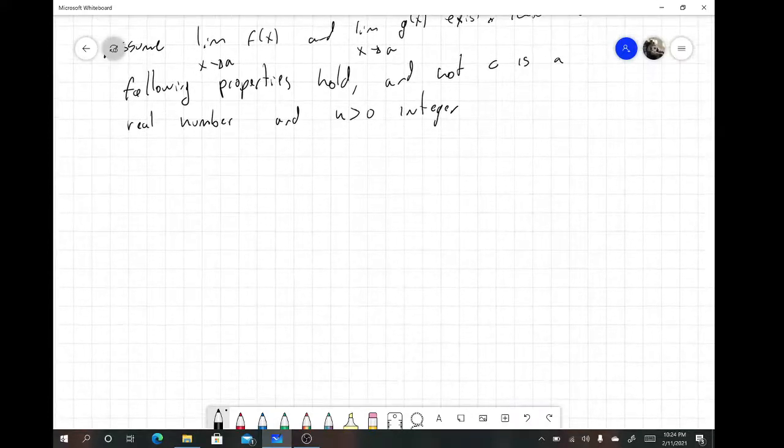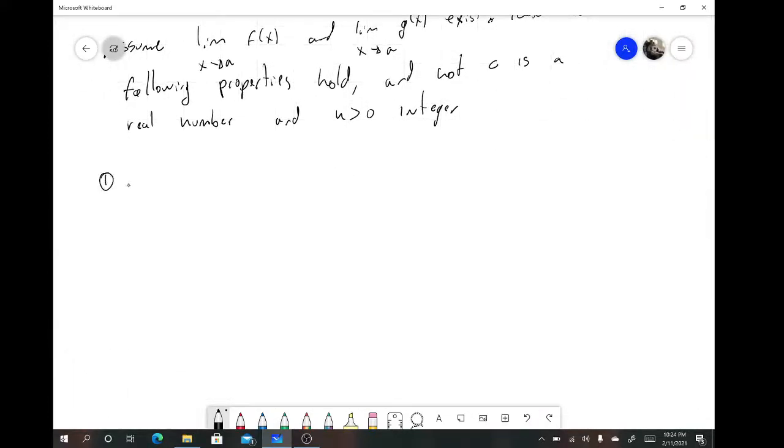Okay, so we have the following. First the sum law. It says that if you have the limit as x goes to a of f of x plus g of x, then that is equal to the limit as x goes to a of f of x plus the limit as x goes to a of g of x.